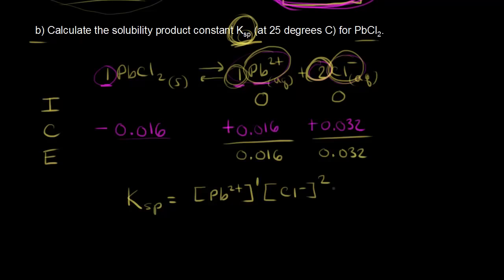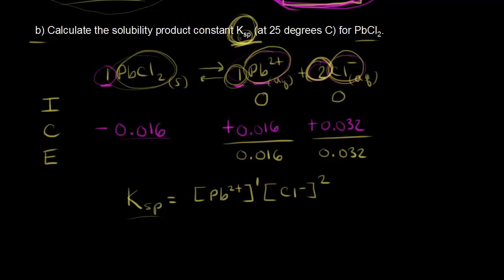So here, our coefficient is a 2, so we're going to raise this to the second power. All of this is over the concentration of your reactants, but here we have a pure solid, and remember, we leave pure liquids and pure solids out of equilibrium expressions. So this is our equilibrium expression. The solubility product constant, KSP, is equal to the concentration of lead 2 plus ions to the first power times the concentration of chloride anions to the second power.